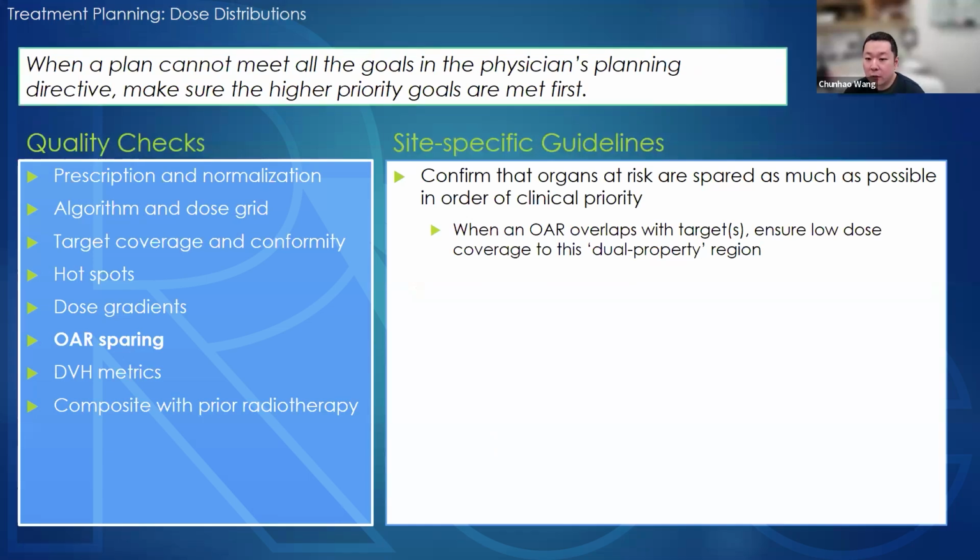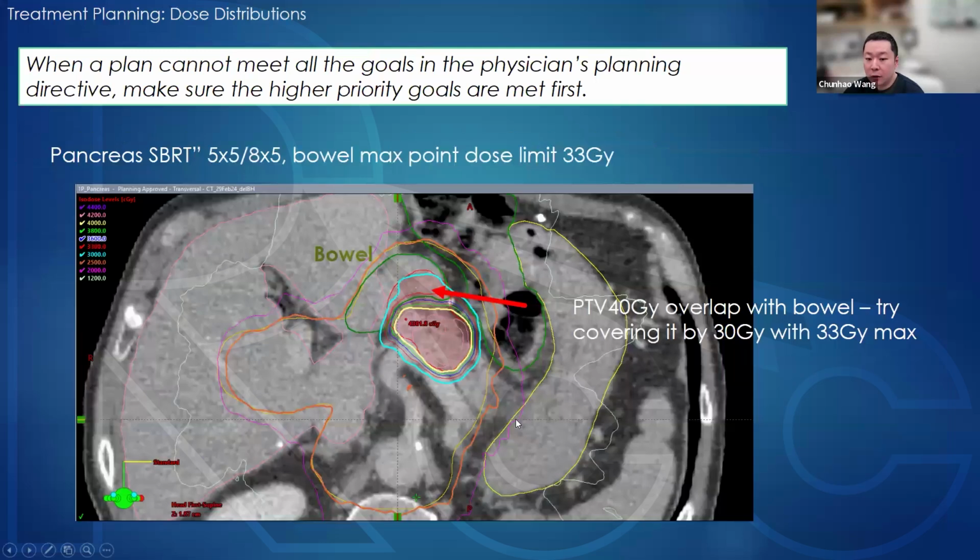For the OAR sparing, we confirm all OARs are spared as much as possible in order of clinical priority. So here we want to emphasize a special case: when an OAR overlaps with a target, we want to ensure the low dose coverage to this so-called dual priority region. So this is an example of a pancreas SBRT. Right, the big region is getting 5 gray per fraction, going to 25 gray, and the ITV region is going to get 8 gray per fraction, total 40 gray.